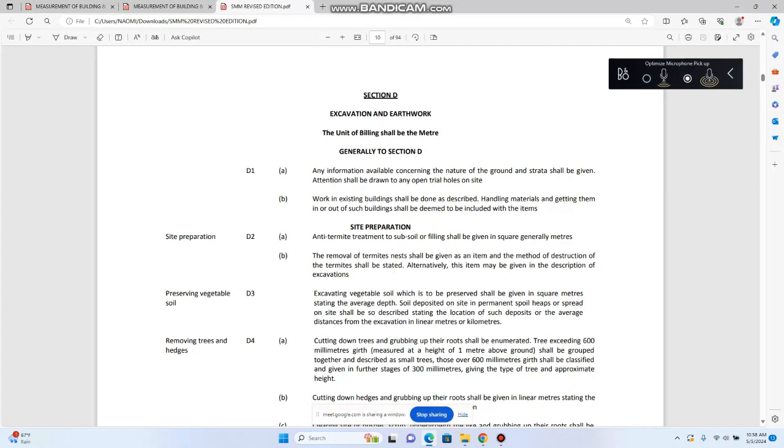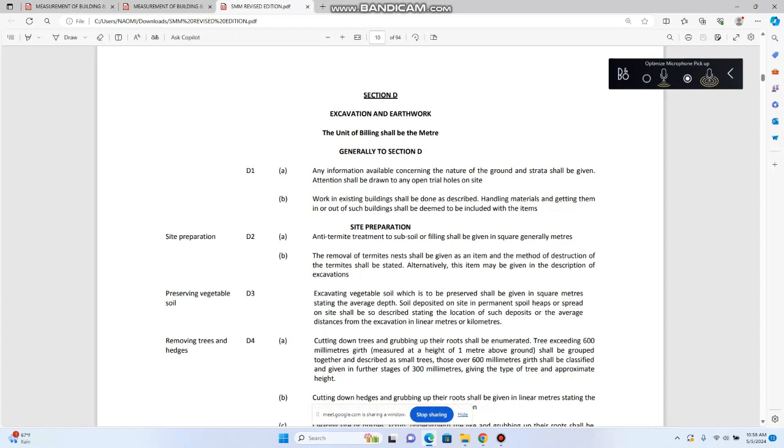So in the description, the SMM also tells you how to state the descriptions. Here, it tells you if there are termite nests on the site, you should state the method of destruction of the termites in the description. Then measure it as an item. Then when you go to the BQ, you shall allocate some amount of money. Alternatively, this item may be given in the description of excavations. You see, the SMM explains to us everything we should write in a bill of quantities: how we should describe the work and what unit of measurement we should use. Alright.